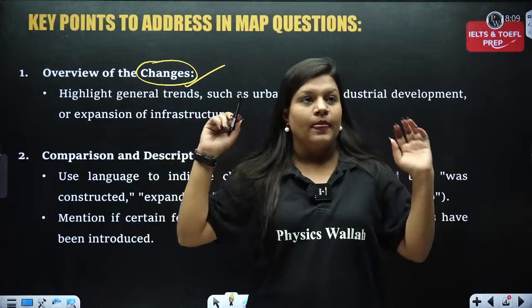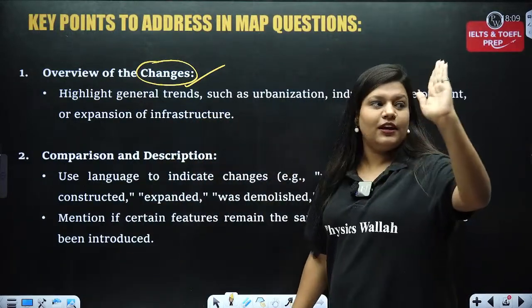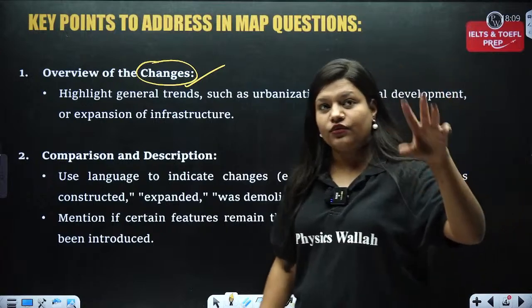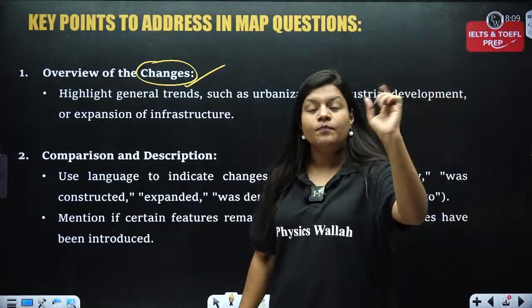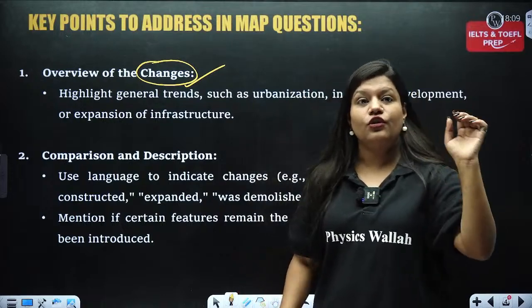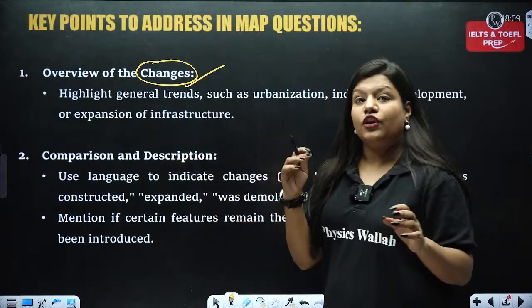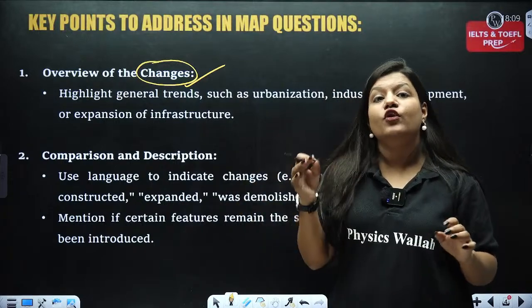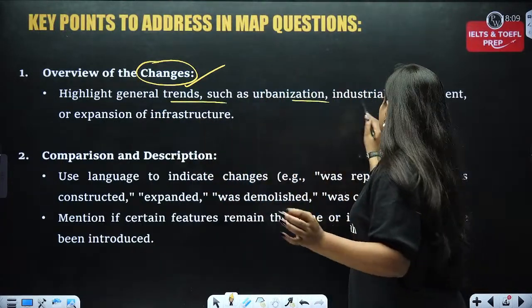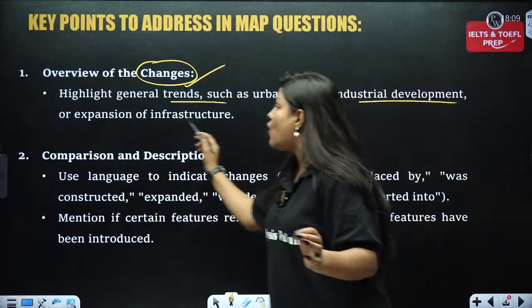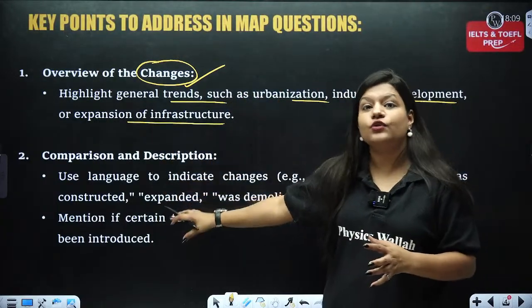I told you the map is going to be divided into two parts. Okay, there is going to be the left side of the screen where you are going to see the map as it was for a particular time period. A point of time will be mentioned, and also on the right side of the map a particular point of time will be mentioned. So, you need to talk about the changes and the overview of the changes so far. Highlight general trends such as urbanization, industrial development or expansion of infrastructure. So, these are the pointers that you have to mention.